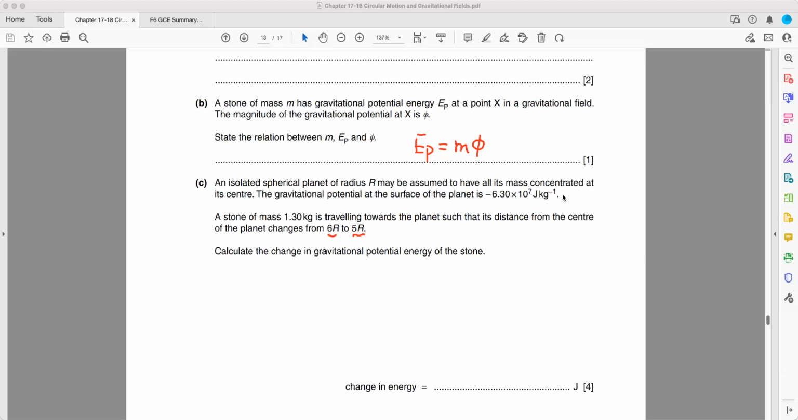This value, 6.3, equals GM over the big R, because it's just on the surface. If it's not on the surface, let's say at 6R, then what do you do? Divide by 6. Now, in your formula for finding a change in GPE, the final GPE is negative GMm over 5R, and then minus the initial, which is negative GMm over 6R.